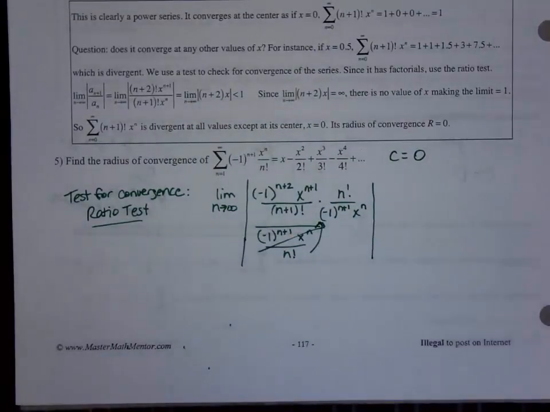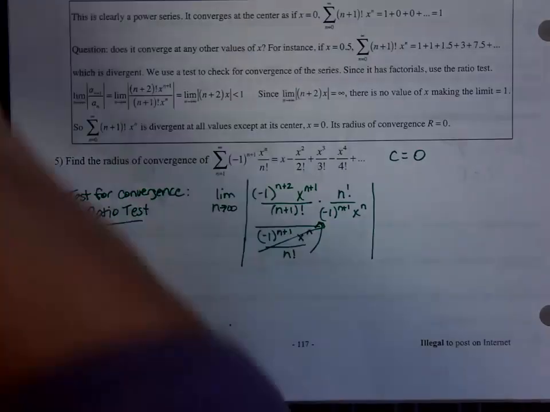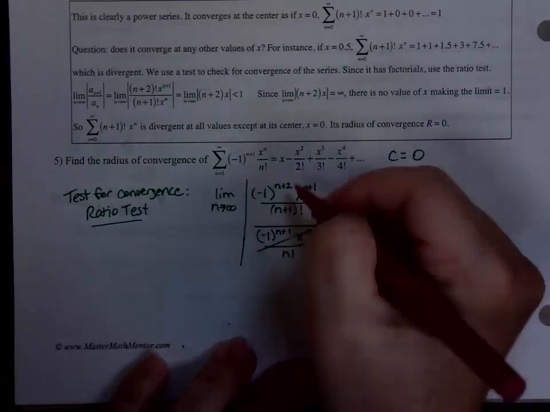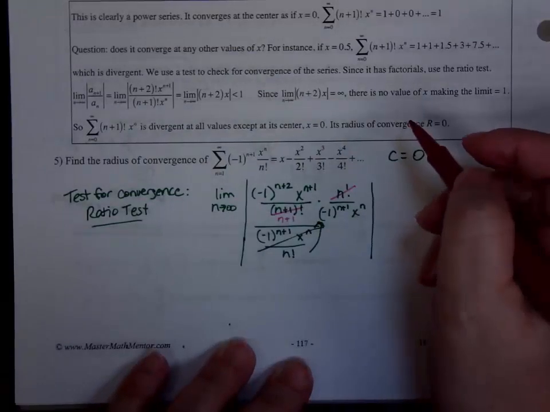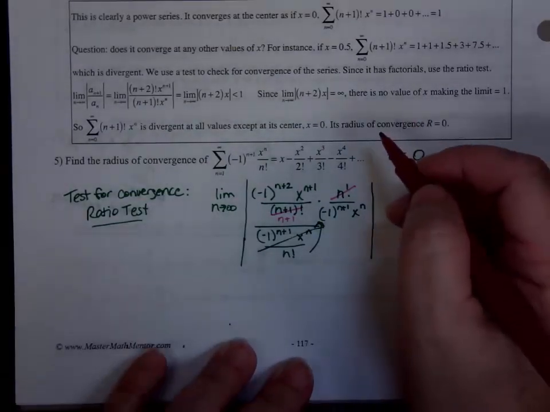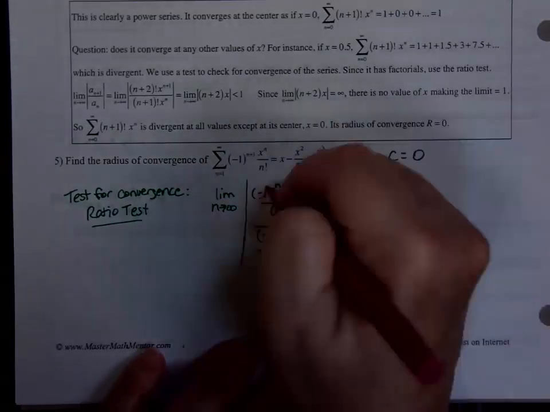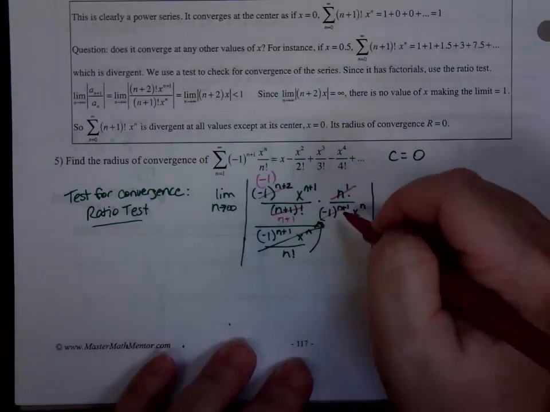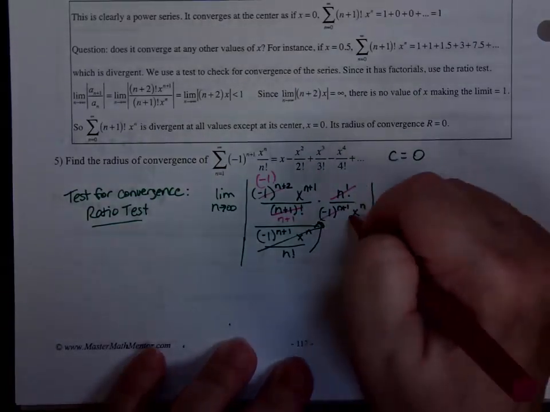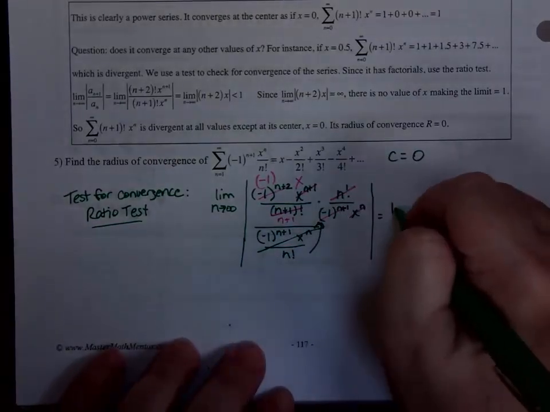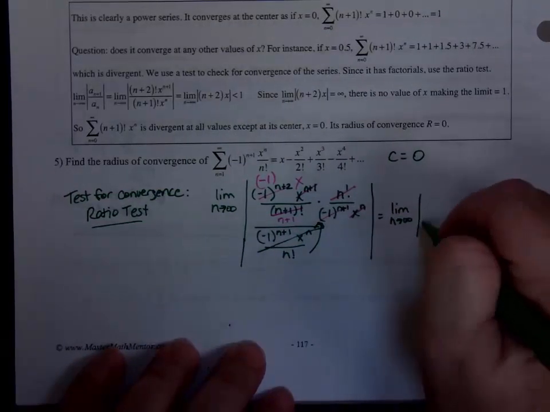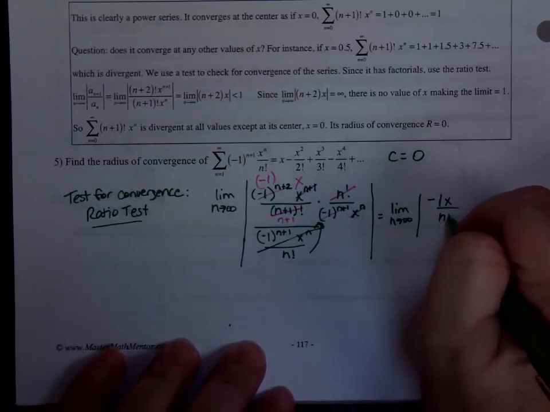Now, how does this clean up? Look at the n's. You can cancel the n factorial. And what does it leave down here? N plus 1. Very good. What about the -1 powers? They would cancel, but leave what where? -1 on top. So there's a -1 up here. Do the x's simplify as well? Yes. So what would there be? An x on top. So now I'm down to the limit as n approaches infinity of -1x over n plus 1.